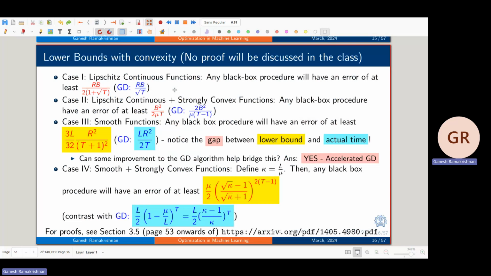Lipschitz continuous plus strongly convex. Again, using adversarial functions, right? Adversarial function means someone constructed some function which happened to be Lipschitz continuous and strongly convex, for which the error was at least B square by 2 mu T. Whereas with gradient descent, we got 2B square by mu times T minus 1. Again, they look similar, right?